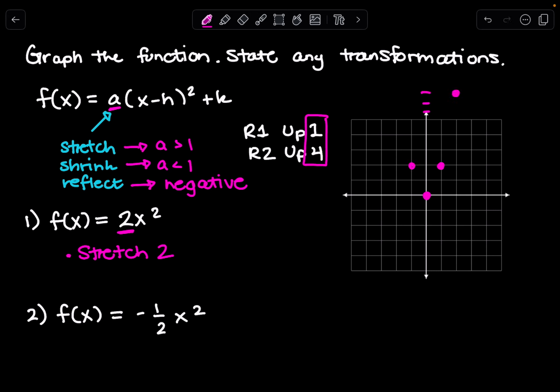Stretches should make your graph skinnier, right? So if there's a number in front of the A, that quadratic function is going to be skinnier than it was before. Just like that.